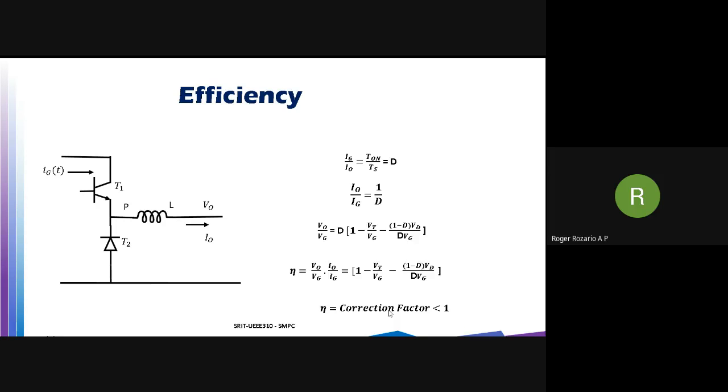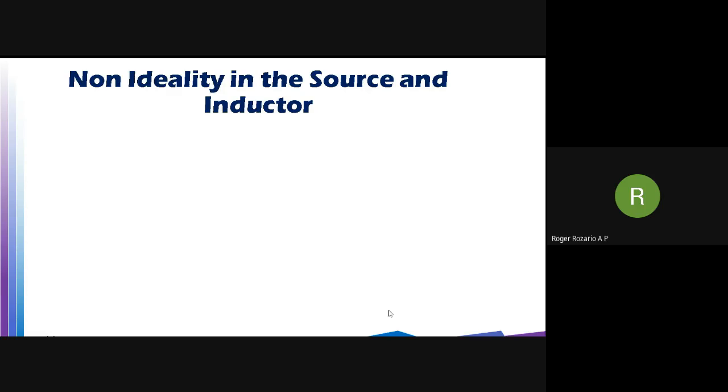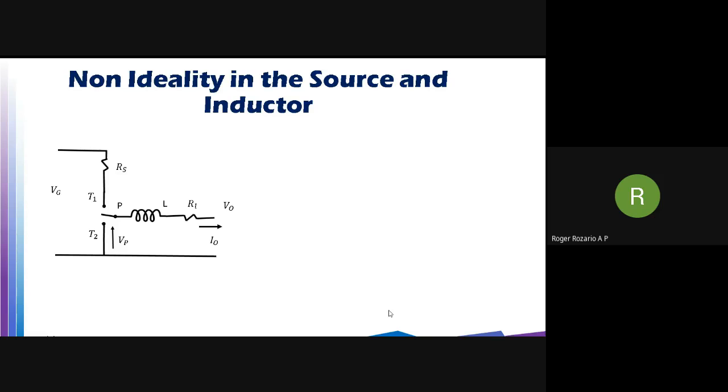The second non-ideality is the non-ideality in the switches, the drops in the switches T1 and T2, which were Vt and Vg. Coming to the third non-ideality, it is the non-ideality in the source and the inductor. In an ideal converter, we assumed the source doesn't have any resistance linked to it, and the inductor was also a pure inductor, with no resistance connected to it.